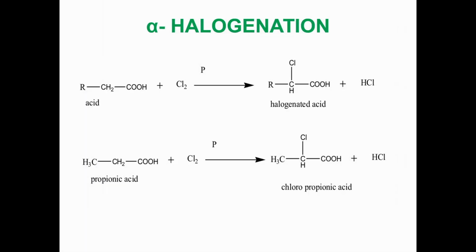Carboxylic acid can also be halogenated. In halogenation of carboxylic acid, it is the alpha carbon that is being halogenated. The alpha carbon is a carbon that is next to the carboxyl functional group. So that's why we call it alpha halogenation. The alpha halogenated acid is stronger than normal carboxylic acid.